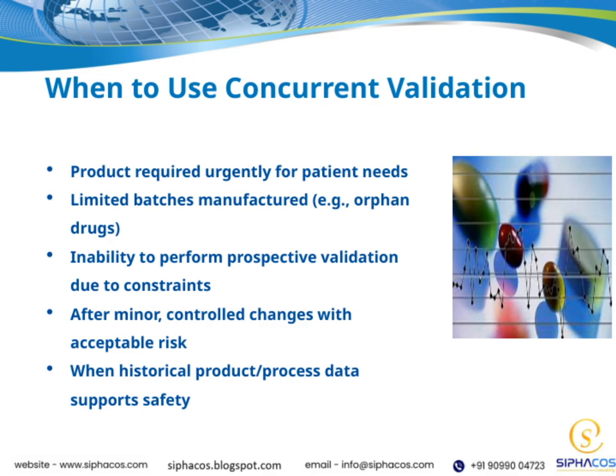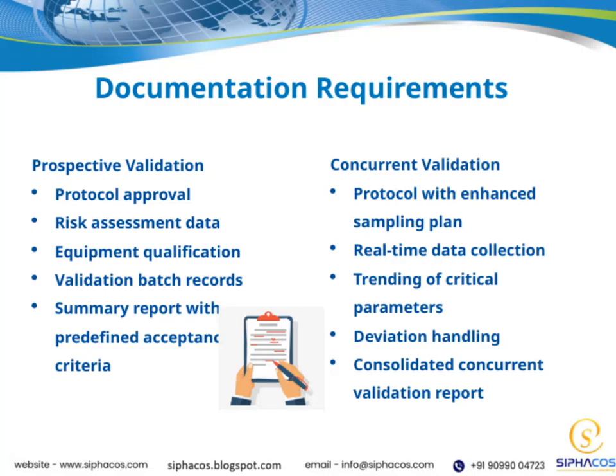In these scenarios, we often make minor, controlled changes to the process, ensuring these changes carry acceptable risk levels. Importantly, when we have sufficient historical product or process data that supports the safety and quality of the product, concurrent validation can be a viable approach. Overall, these points highlight that while prospective validation is ideal, there are specific circumstances where concurrent validation is both practical and necessary. Now, let's take a closer look at concurrent validation.